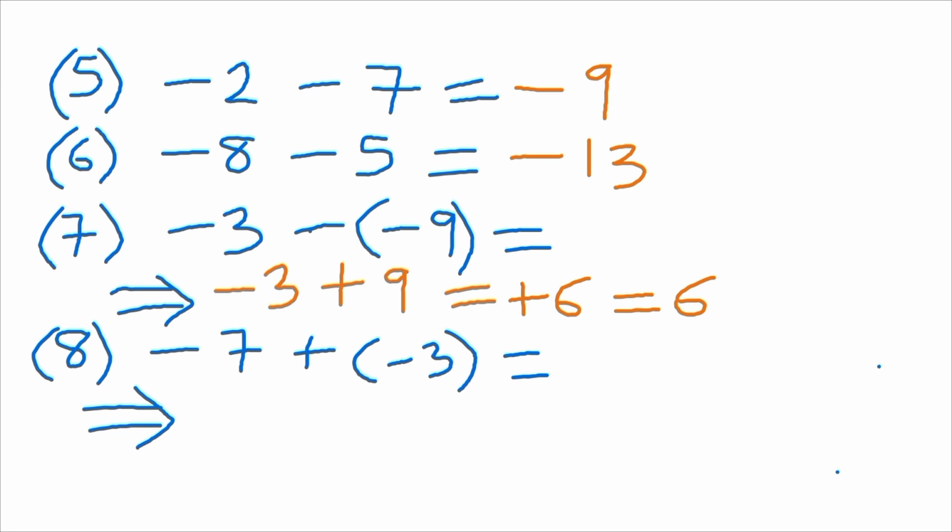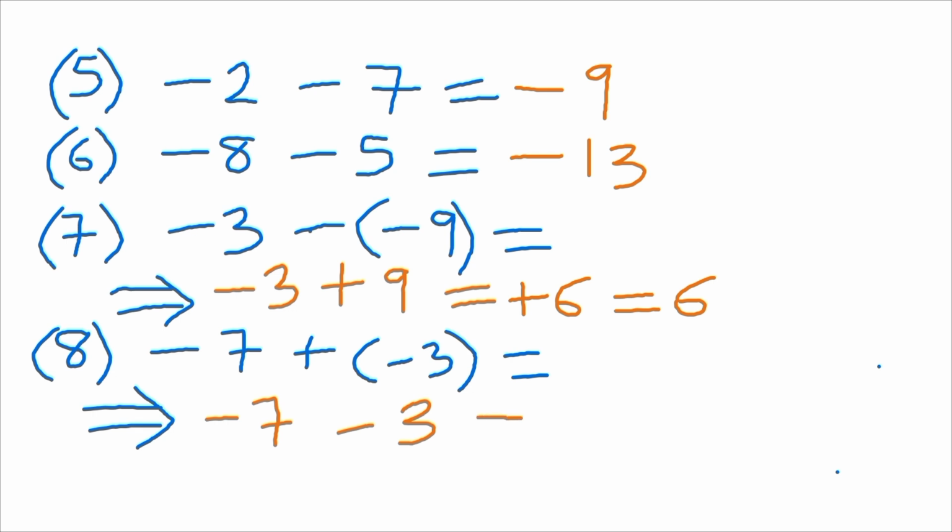Similarly, when you have a positive sign multiplying a negative sign, the answer is negative. Positive multiplied by negative is negative. So this will simplify to give us minus 7 and then minus 3, because the positive multiplied by the negative remains negative.